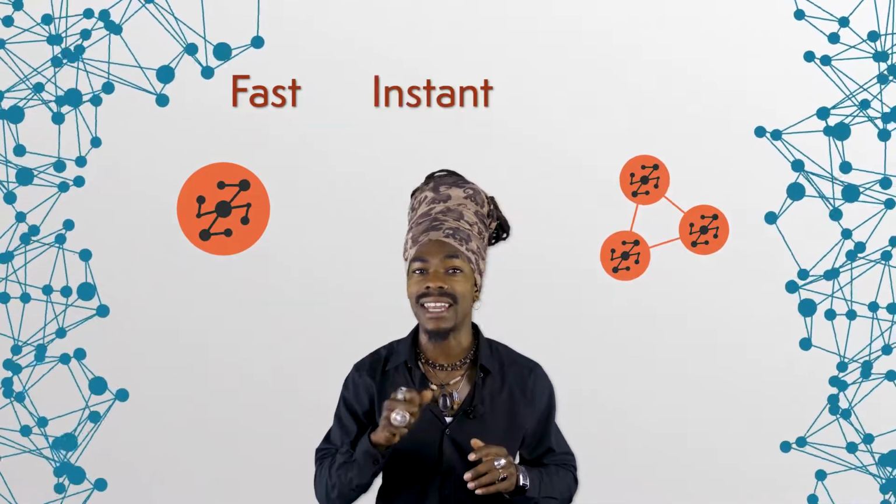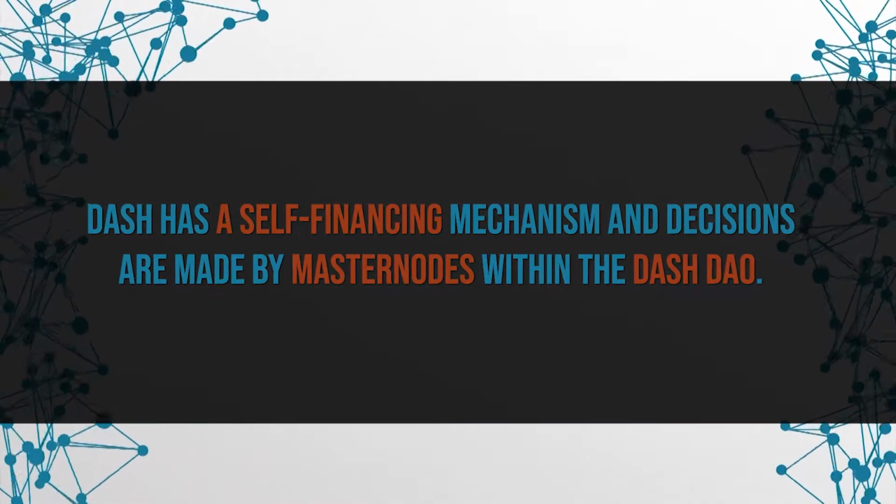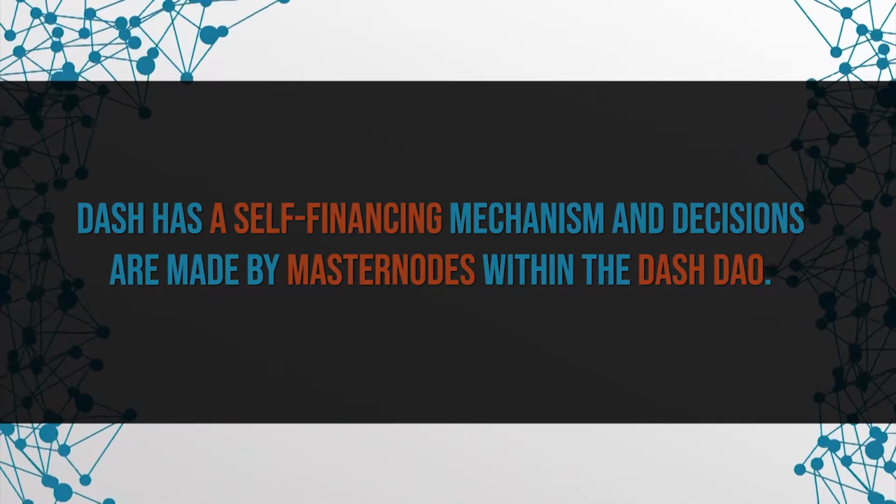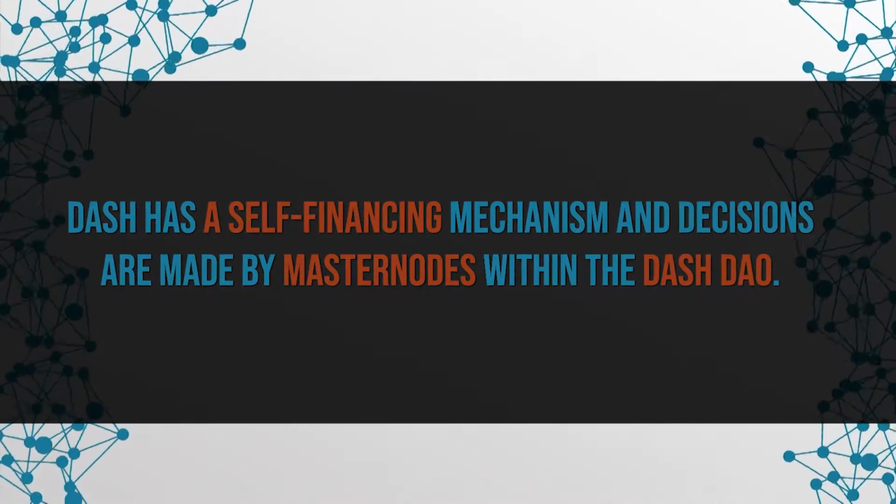Okay, so what can we take away from this video? Well, first of all, you are now aware that Dash is based on the Bitcoin network with a few differences. The two-tier network with its normal nodes and its masternodes allows fast transactions with InstantSend and anonymous transactions with PrivateSend. Setting up a masternode requires an initial investment, but gives investors an opportunity to earn money while running the network. Unlike most other cryptocurrencies, Dash has a self-financing mechanism, and decisions are made by masternodes with the Dash DAO. This is helpful for further development of Dash and its digital cash.